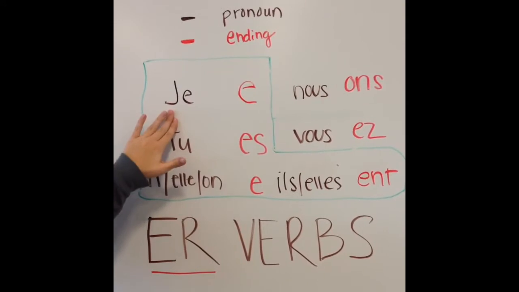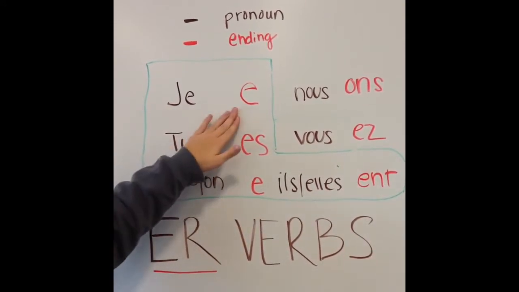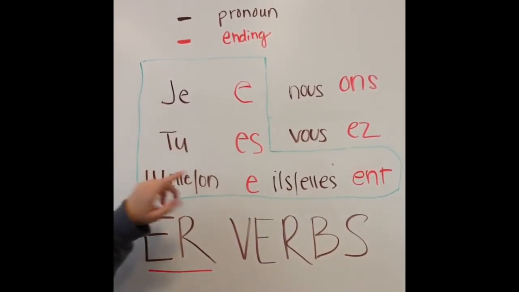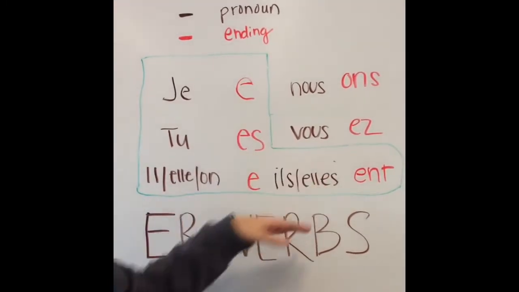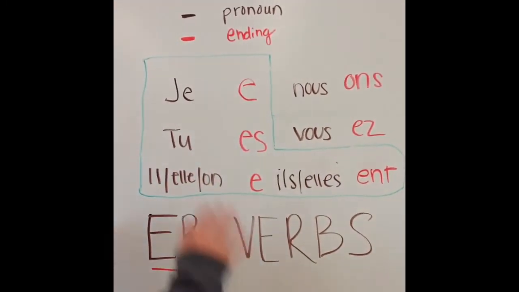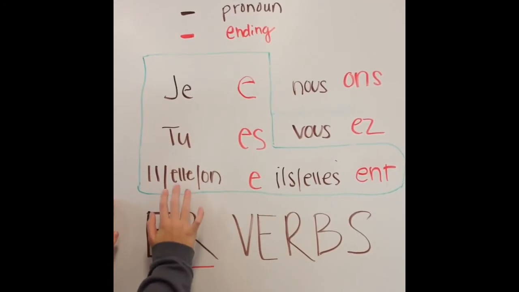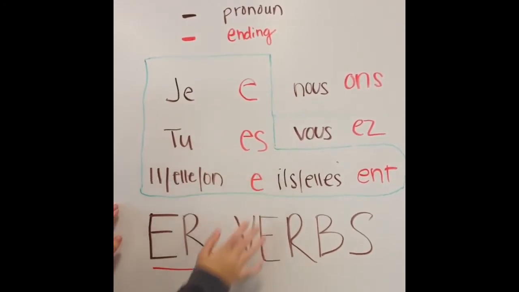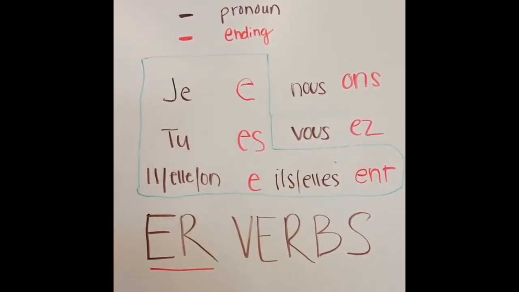So je, I take off the ER and add this E. With tu, I take off the ER and add ES, and these all match up with each pronoun. So this always goes with this pronoun. Every time you say tu, you add this ending. It's really easier than people make it seem.